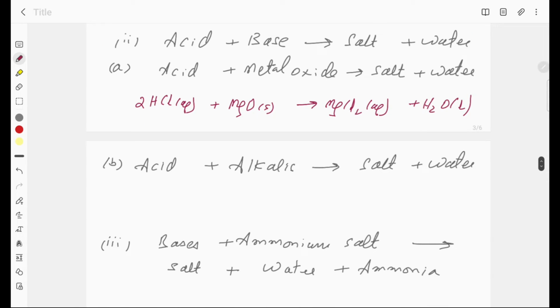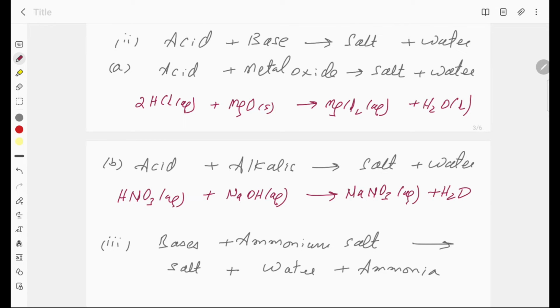Acids react with alkalis to give you salt and water. Like I can take the example of nitric acid reacting with an alkali like sodium hydroxide to give you salt, and of course it's a soluble salt, and water.